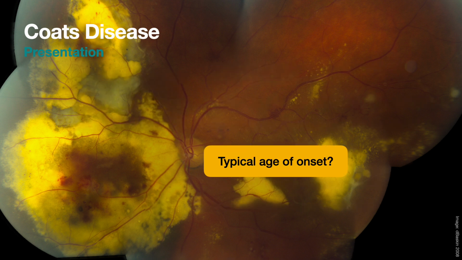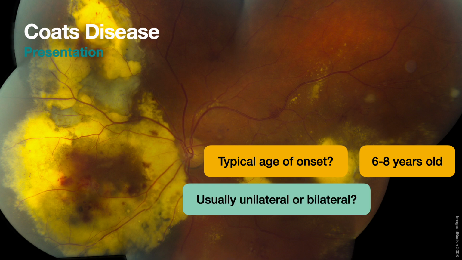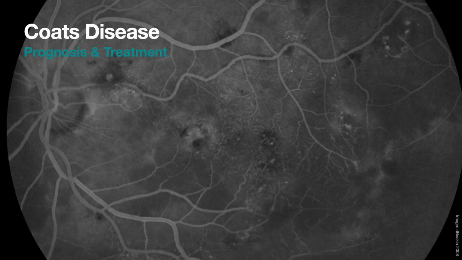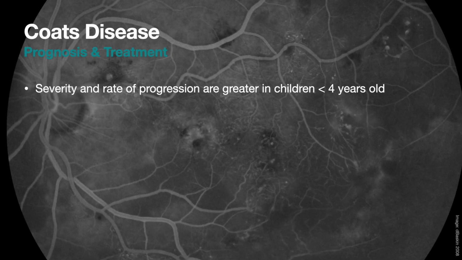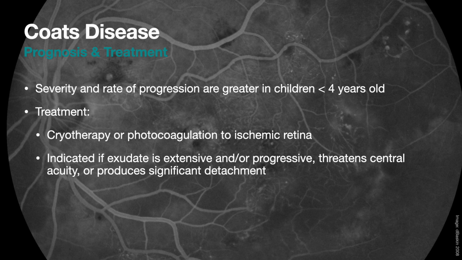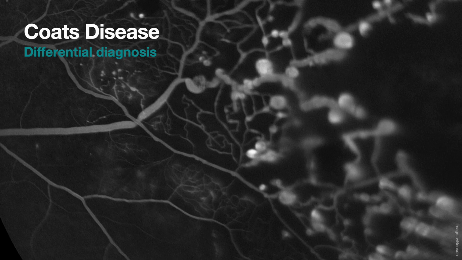Also, typical age of onset, young or old? Young, 6 to 8 years old. Unilateral, bilateral? Usually unilateral. Male or female? Almost always male. So if they present a case to you, it's bilateral, it's in a woman, it's probably not Coats. Not for test-taking purposes anyway. Prognosis, treatment, severity, and rate of progression are greater in children less than 4, so the earlier it's diagnosed, the worse it is. Treatment can be a lot of different stuff: cryo, laser, sometimes surgery.